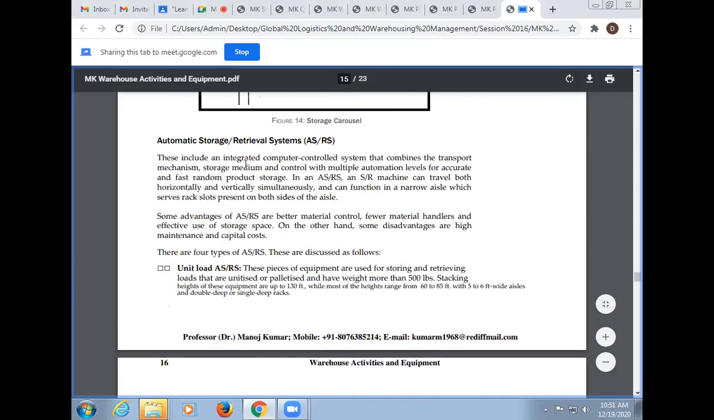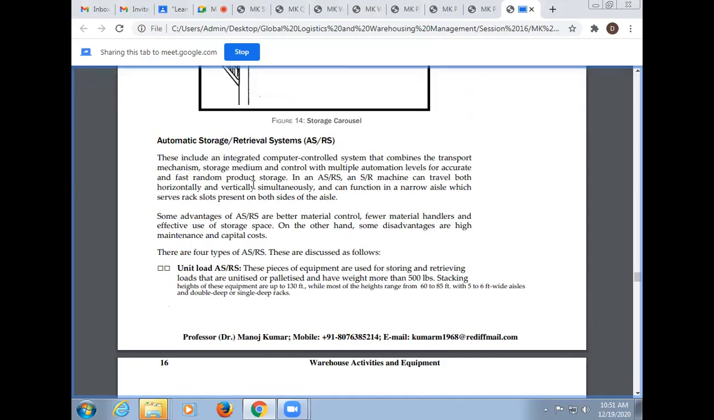Automatic storage and retrieval system. These include an integrated computer control system that combines the transport mechanism, storage medium, and control with multiple automation levels for accurate and fast random product storage. In an automatic storage and retrieval system, the SR machine can travel both horizontally and vertically simultaneously and can function in a narrow aisle which serves rack slots present on both sides of the aisle.